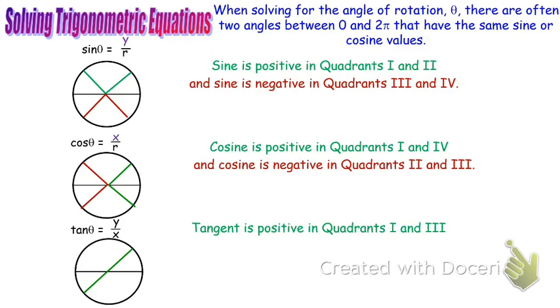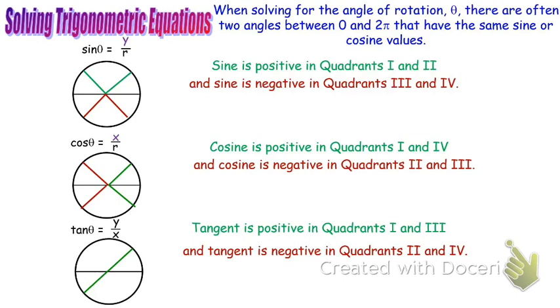Tangent's going to be negative when x and y have different signs. That means tangent's going to be negative in quadrants 2 and 4. It's negative in quadrant 2 because x is negative, but y is positive. And it's negative in quadrant 4 because now y is negative, but x is positive. Anytime only one of them is negative, the tangent's negative.